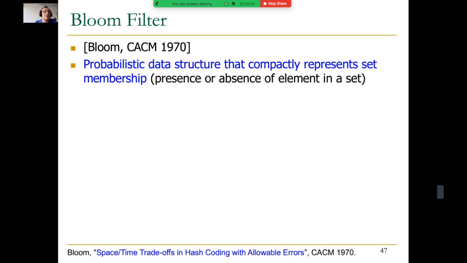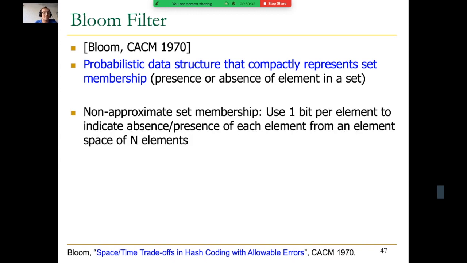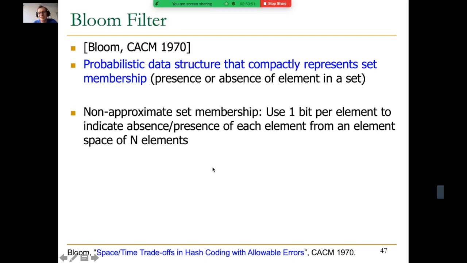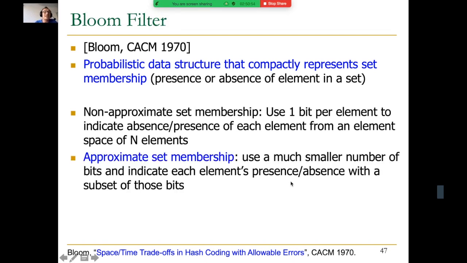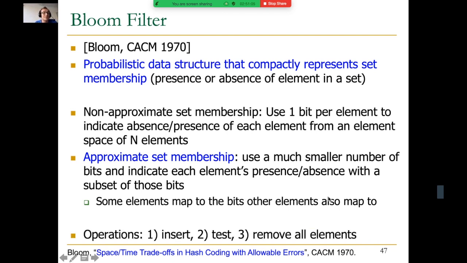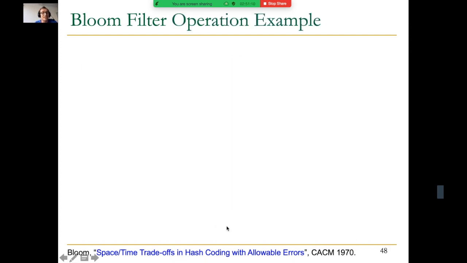Basically, this is a beautiful probabilistic data structure that can compactly represent set membership, or presence or absence of an element in a set. And it's approximate. So what does it mean? A non-approximate set membership is you use 1 bit per element to indicate the absence or presence of each element from an element space of n elements, right? Okay, this is very theoretical maybe. Approximate set membership says, I want to use a much smaller number of bits and indicate each element's presence or absence with a subset of those bits. Some elements map to the bits other elements also map to, which leads to false positives. So in this case, we want to have operations insert, test, and remove all elements from this Bloom filter.